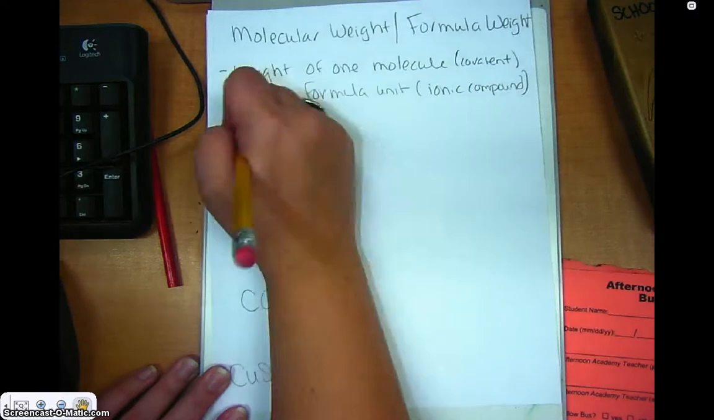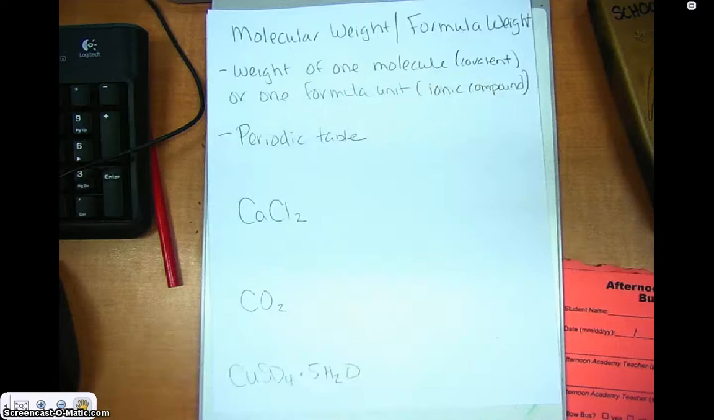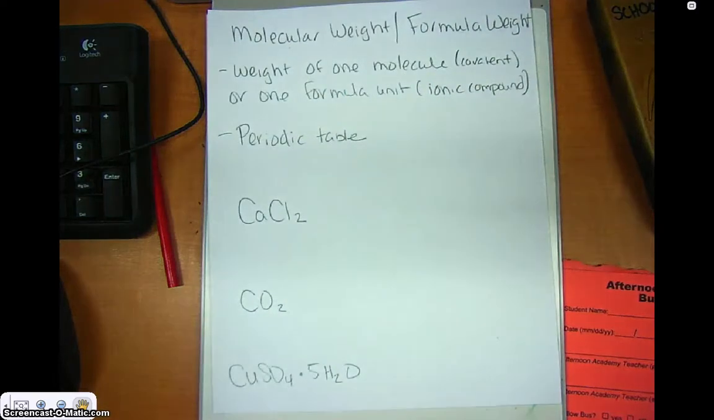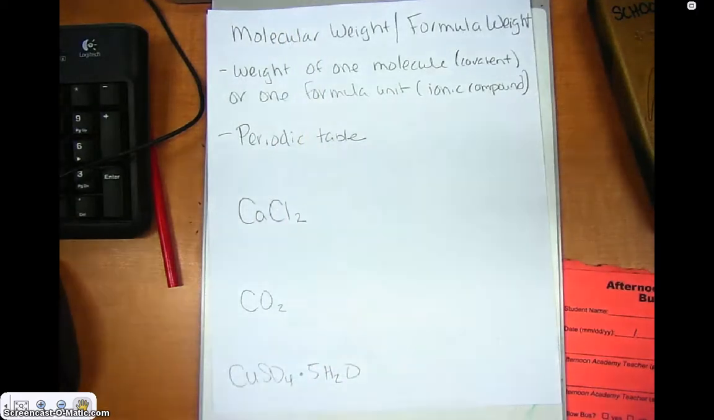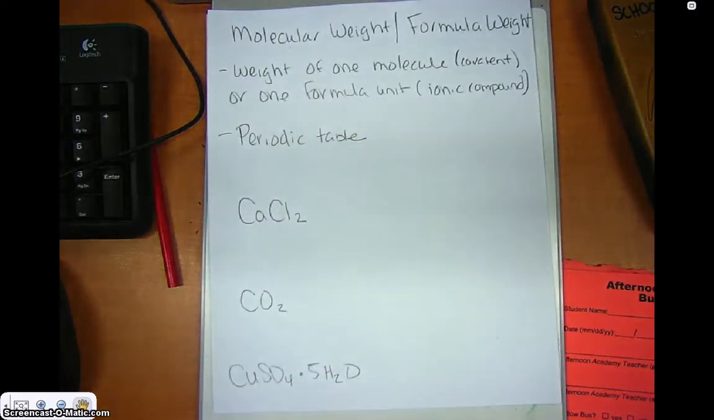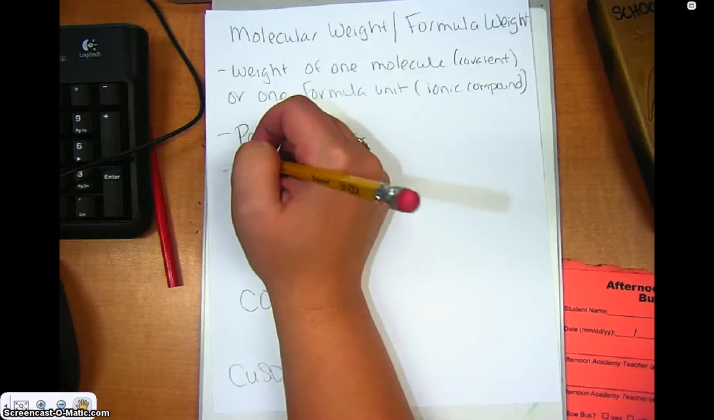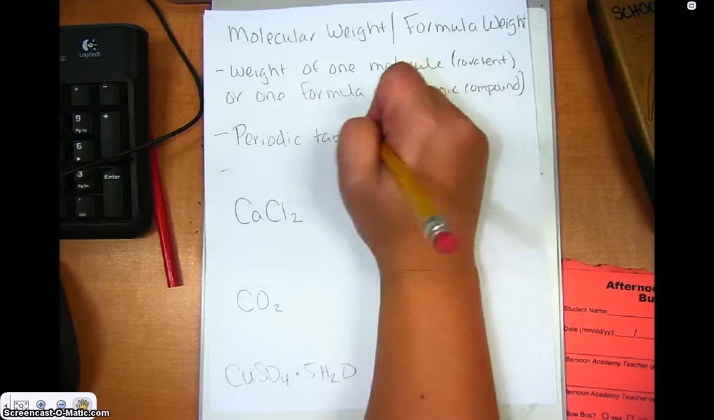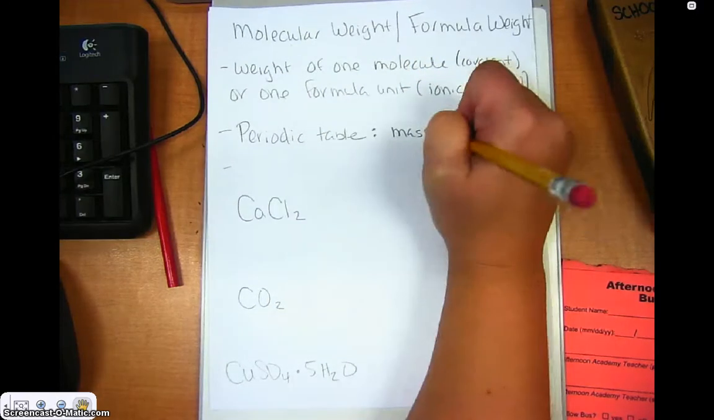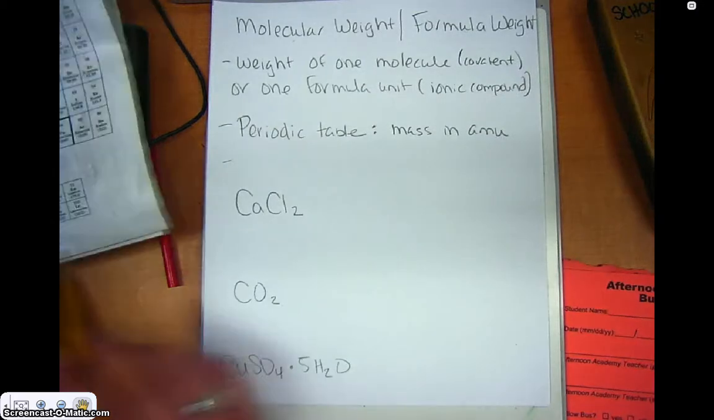So we're going to use the periodic table, and we're going to add up the masses from the periodic table to get the weight, or the overall mass, of the one molecule or one formula unit. Now, we talked about the mass on the periodic table, so we've got to remember that the mass given to us on the periodic table is a weighted average, and it's protons plus neutrons. From the periodic table, the mass that we have is in AMUs, or atomic mass units. So let's just go ahead and start figuring some of these out.